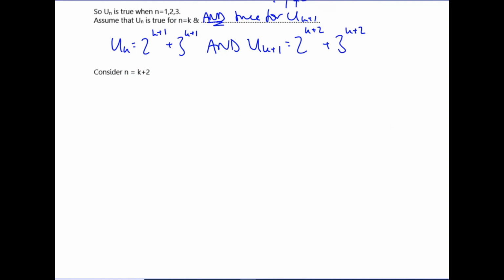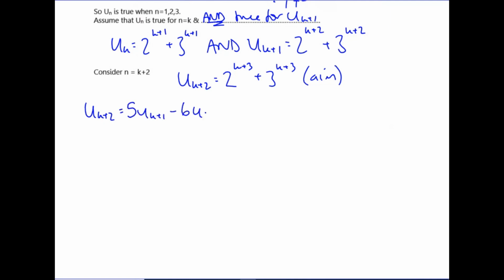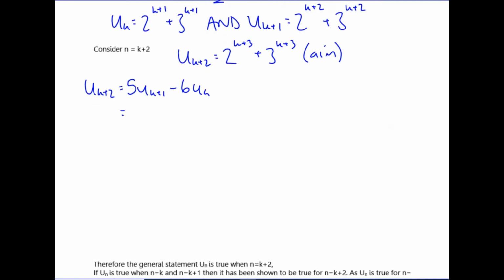So now we consider n equals k plus 2, or U_{k+2}. I'm aiming to show that U_{k+2} is equal to 2 to the k plus 3 plus 3 to the k plus 3. That's subbing in k plus 2 into my nth term formula. From my recurrence relation, U_{k+2} equals 5U_{k+1} minus 6U_k, and I can put my assumption steps into here. So 5 times 2 to the k plus 2 plus 3 to the k plus 2, minus 6 times 2 to the k plus 1 plus 3 to the k plus 1.